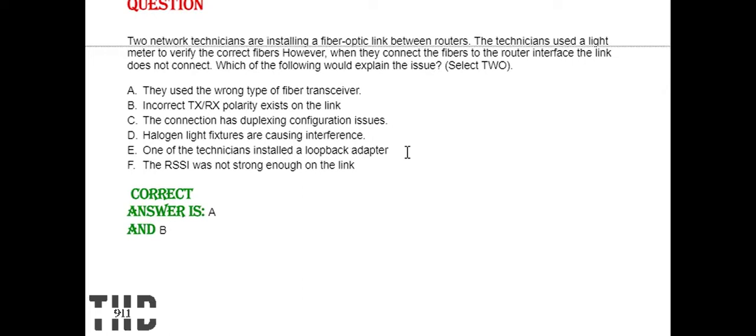Option A, they used the wrong type of fiber transceiver. Option B, incorrect TX-RX polarity exists in the link. Option C, the connection has duplex configuration issues. Option D, halogen light fixtures are causing interference. Option E, one of the technicians installed a loopback adapter. And option F, the RSSI was not strong enough on the link. The correct answer is options A and B.